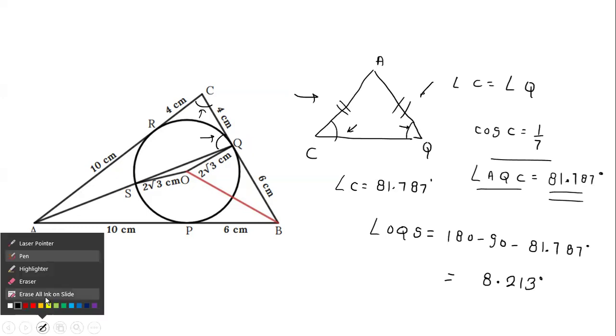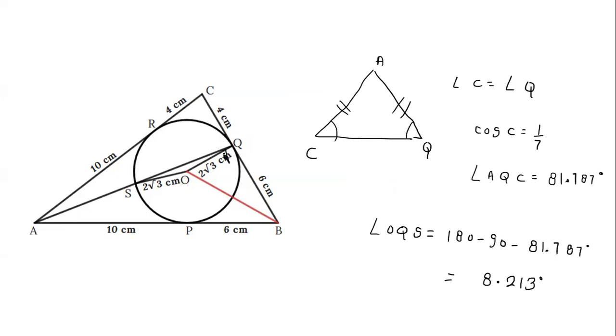So now you know, we initially said that this angle is 90 degree because it is perpendicular from the center to the tangent, and we also know this angle. So we can calculate this small angle. You can see we can calculate this OQS angle, which is just 180 minus 90 minus this angle. So it will come as 8.213, this angle. We know this whole angle is 180. So we just subtract this angle and this angle, and we can get this small angle. So we calculated this angle, which is 8.213.